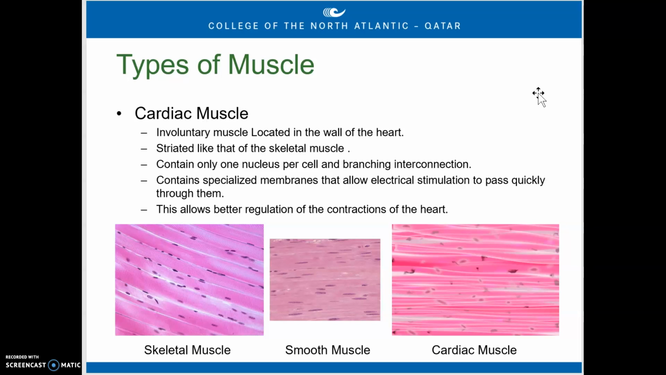They have specialized membranes that will allow electrical stimulation to pass through them quite quickly. Now, that's good because muscle contraction is controlled by the nervous system, which is generally a flow of electric current through a cell. So having this specialized membrane and these short muscle fibers allow for better regulation of contraction of the heart, which of course makes our heart beat more efficiently. And if you look down here, there's a couple of pictures that show each muscle fiber in tissue.